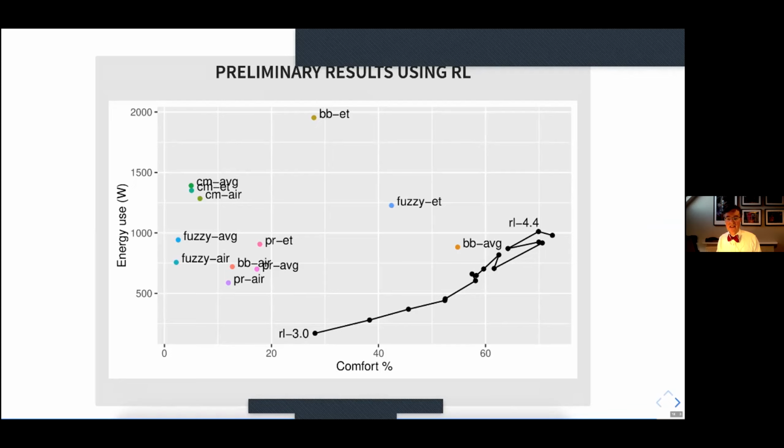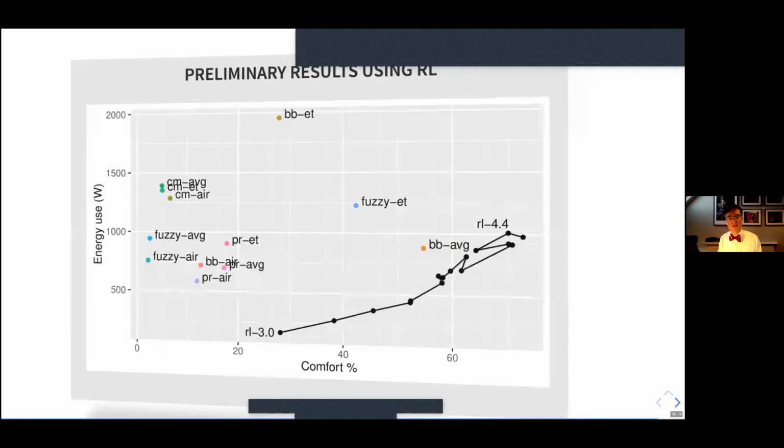And in comparison, our learned controller, which is illustrated by this black line going along here, was able to do much better. The reason why it's a line and not a single point is because we tried different weights of energy versus comfort. So we can either have something that produces a really efficient, very little energy, but maybe not so great comfort, to something that is actually the best comfort that we can achieve, but still uses a little bit more energy than some of the other methods.